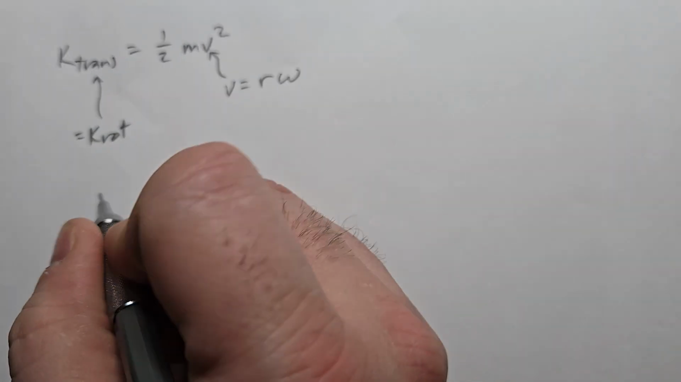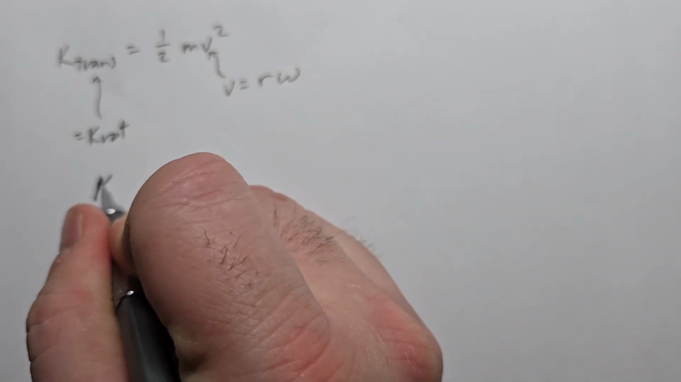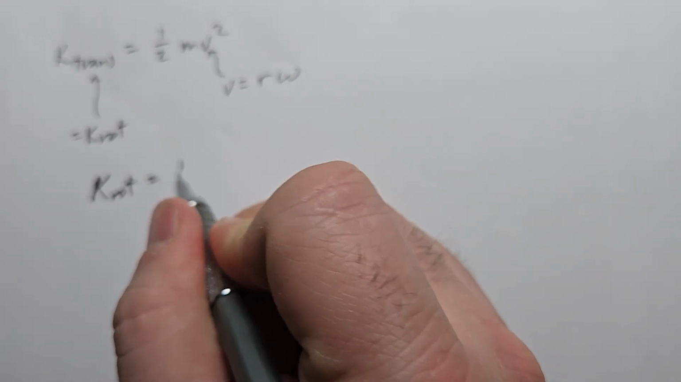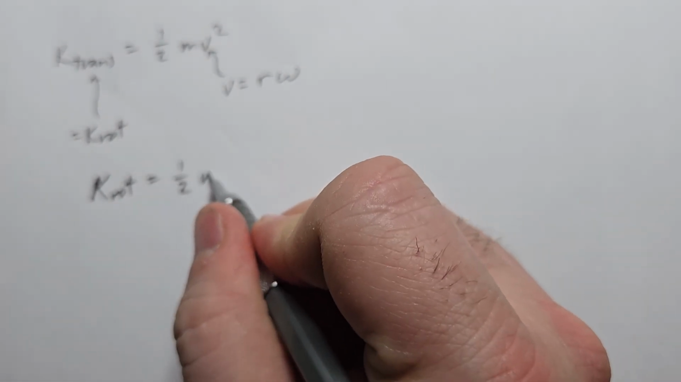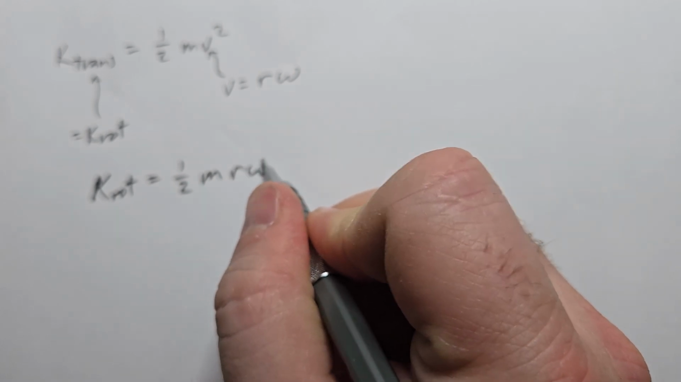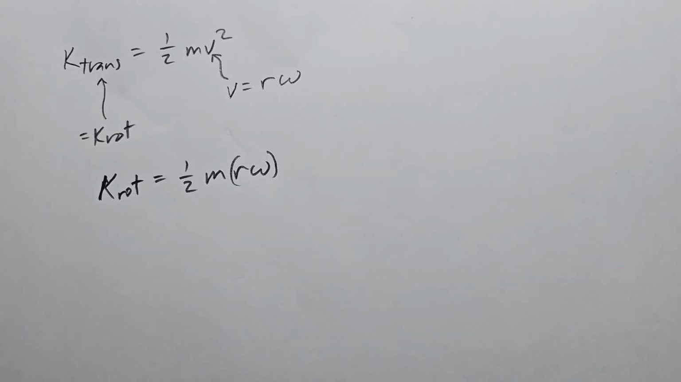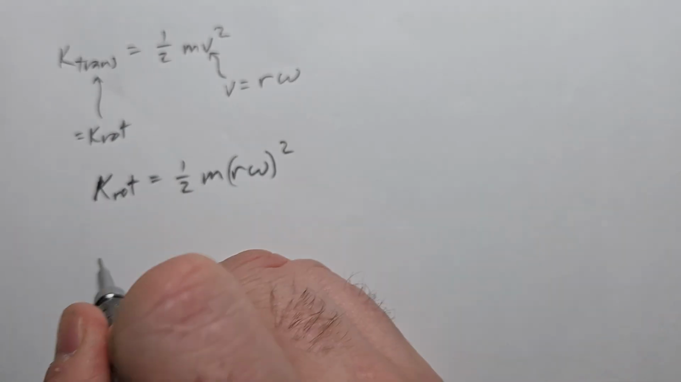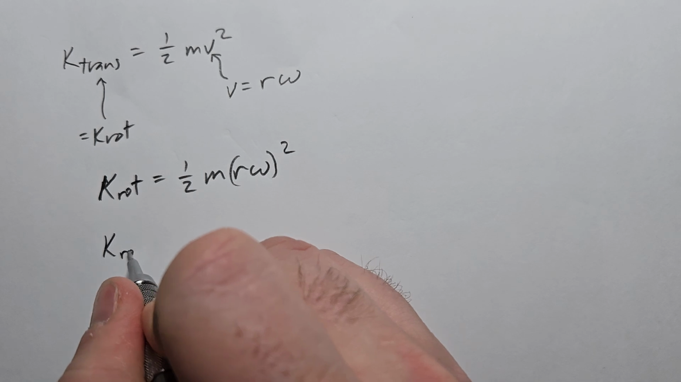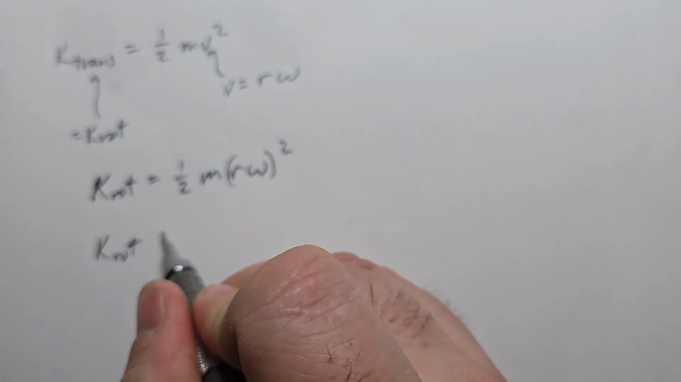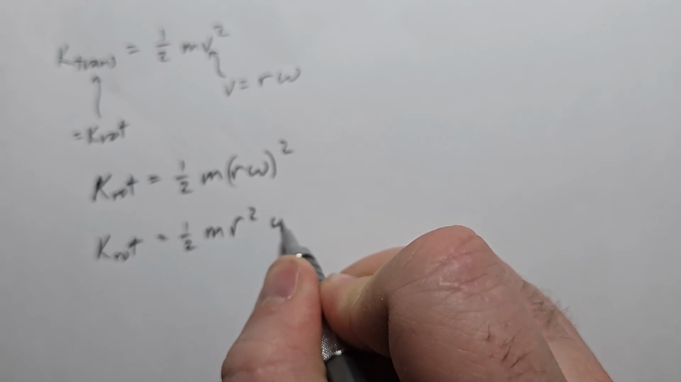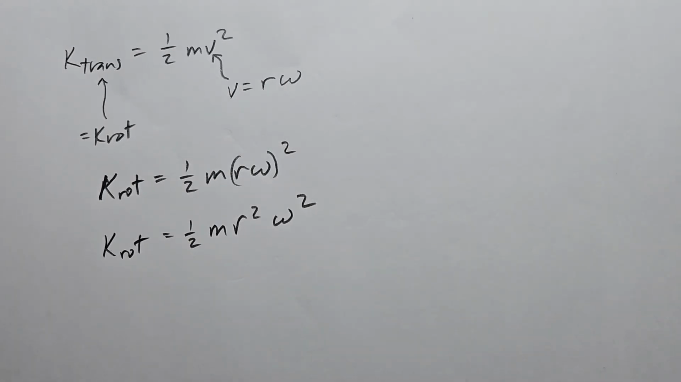So if we substitute both of these in, what we get is that the rotational kinetic energy is equal to 1/2 times m times (r omega) squared. And then I'm just going to multiply this out. So the rotational kinetic energy is equal to 1/2 m r squared omega squared.